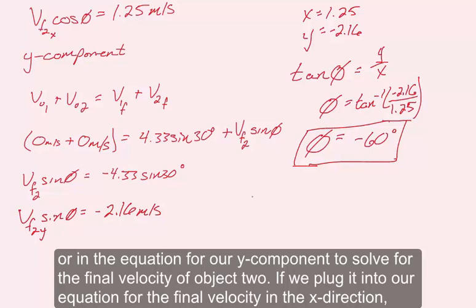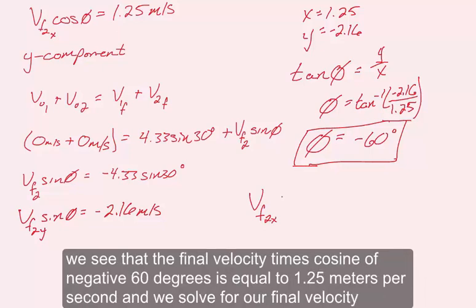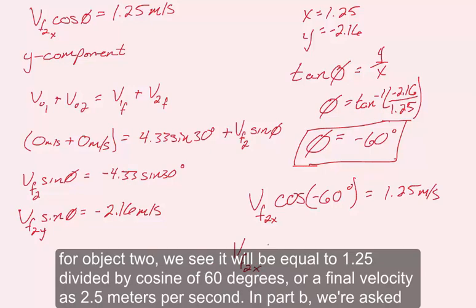If we plug it in to our equation for the final velocity in the x direction, we'll see that the final velocity times cosine of negative 60 degrees is equal to 1.25 meters per second, and when we solve for our final velocity for object 2, we see it'll be equal to 1.25 divided by cosine of 60 degrees, or a final velocity of 2.5 meters per second.